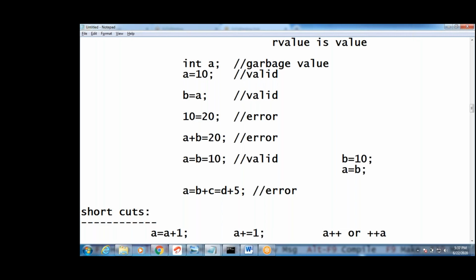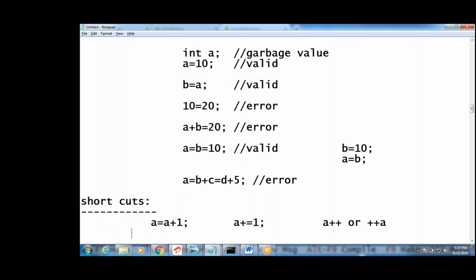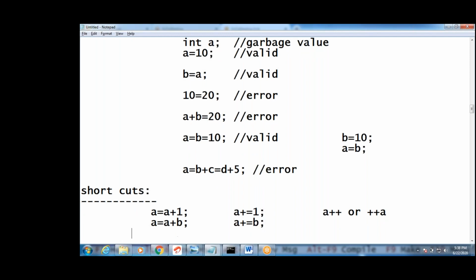Now A equals A plus B. How to write the shortcut? A plus equals B. This is A equals A plus B. You can write that. Now, can I write like this, guys? A equals A minus B, we can write that.